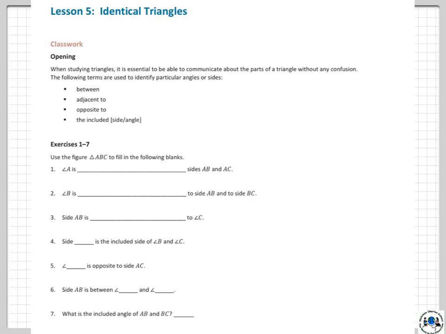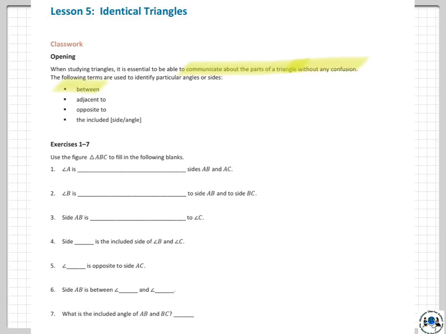We have our opening here. When studying triangles, it is essential to be able to communicate about the parts of a triangle without any confusion. That can be confusing because triangles have three sides, and sometimes they all look alike, so it's hard to distinguish. The following terms are used to identify particular angles or sides.